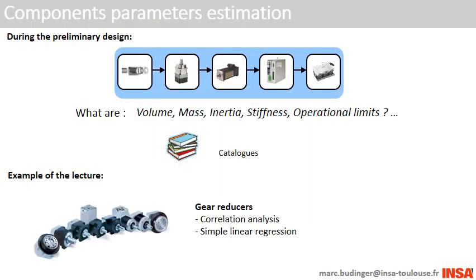During preliminary design, and especially solutions optimization, it's interesting to have simple equations in order to compute the component's main characteristics. We're now going to see how to transform data into algebraic equations using regression. Examples of this course will be given using gear reducers.